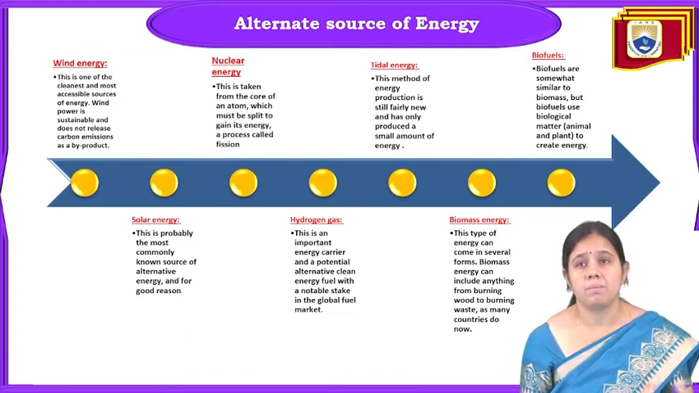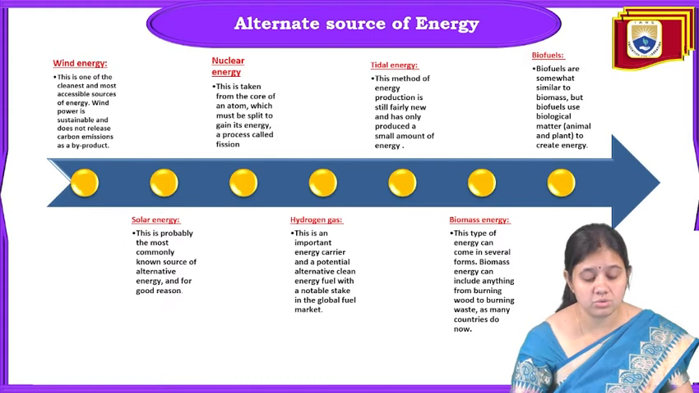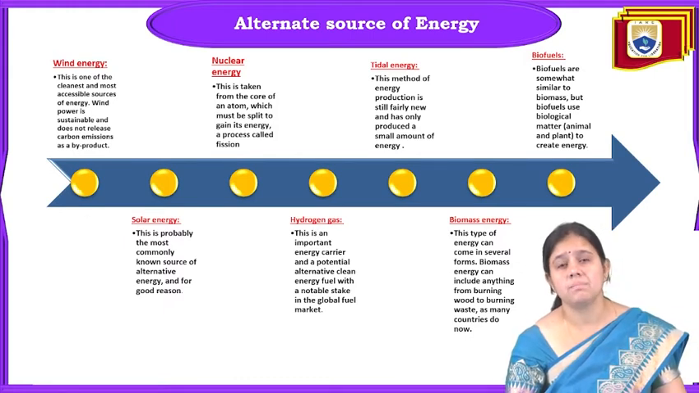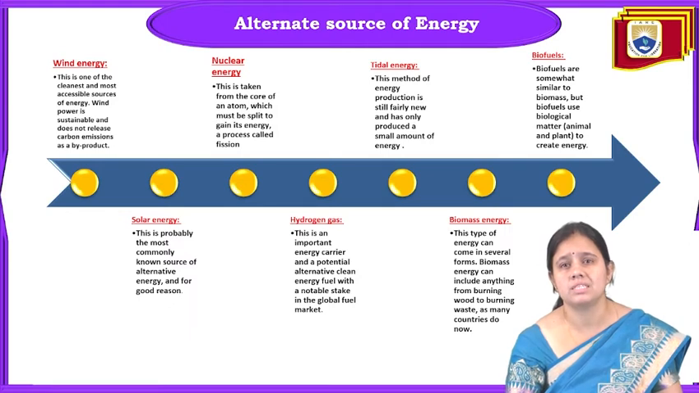And now comes biofuels. Biofuels are similar to biomass, but biofuels use biological matter like animals and plants to create energy. So these are called biofuels. Now comes solar energy. This is the most common renewable energy, and a common source of alternative energy, and there are many good reasons to use solar energy as an alternative source, because solar energy is easily available everywhere, and it is also a clean source of energy.